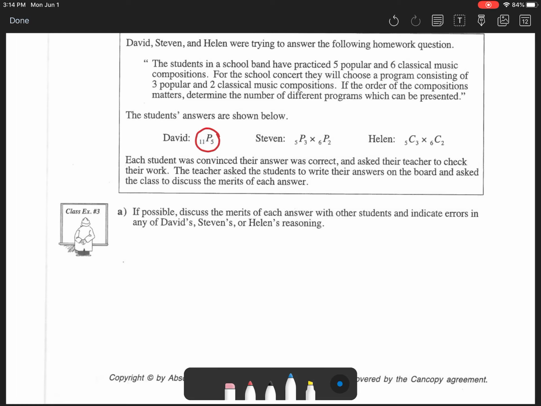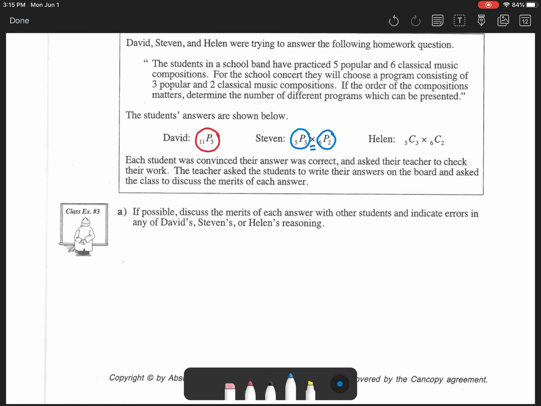With Stephen, the problem is that Stephen assumes that the popular compositions must be played consecutively and then the classical compositions must be played consecutively. So he chooses the 5P3, so he does the popular first, and then he calculates choosing the classical songs. So he does the popular and then the classical. That's the multiplication in there.